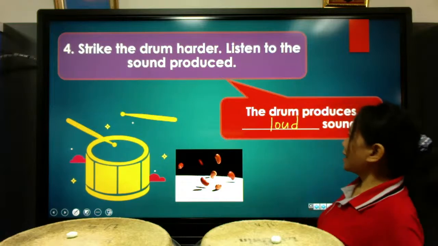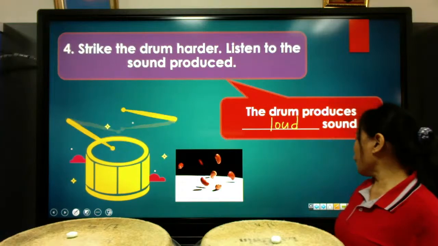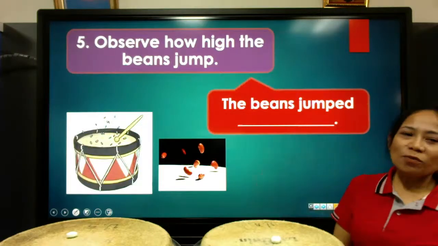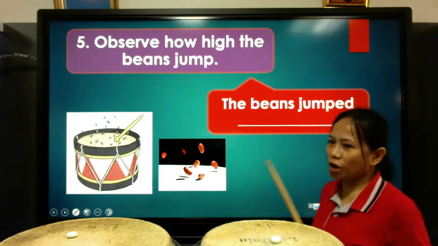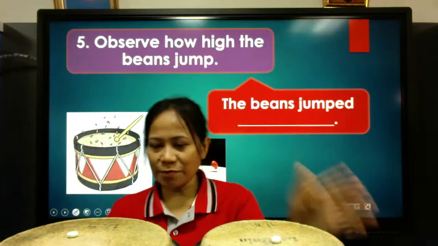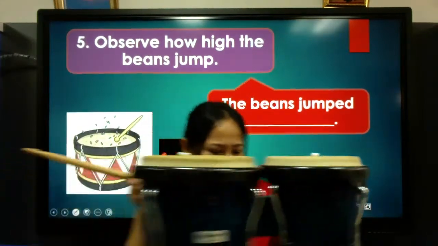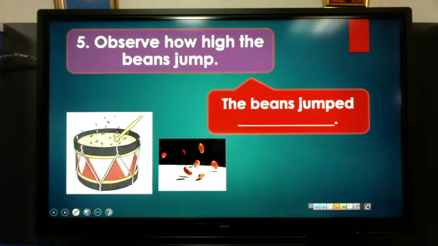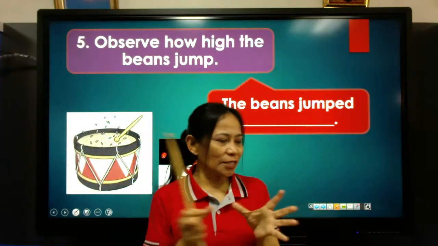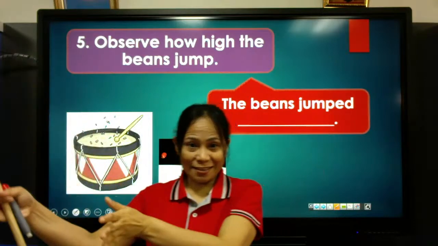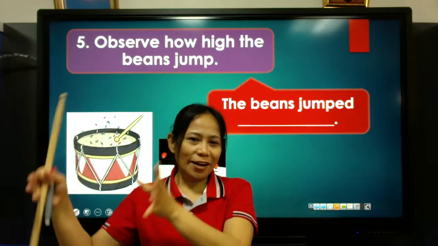So next, number 5. Observe how high the beans jump, or the candy. So I'm going to remove this. We're done with this. So how high? Let's proceed with the bigger drum on the right side.